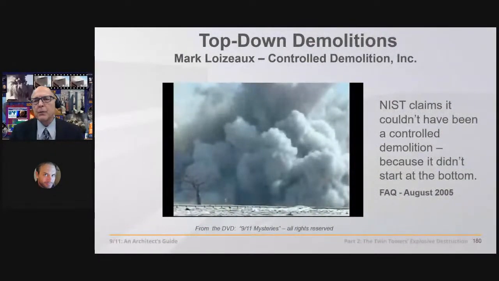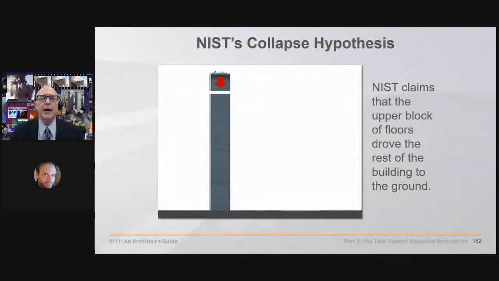So NIST claims, well, the upper part of the building above the point of jet plane impacts drove the rest of the building down to the ground and then destroyed itself.